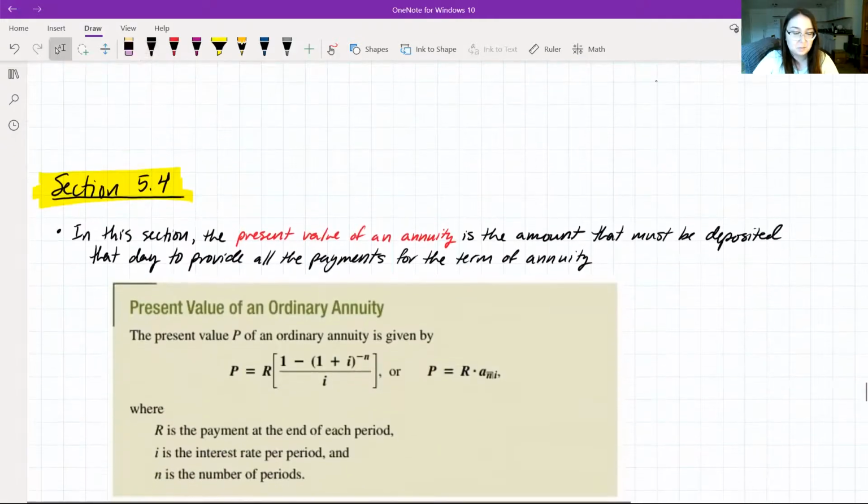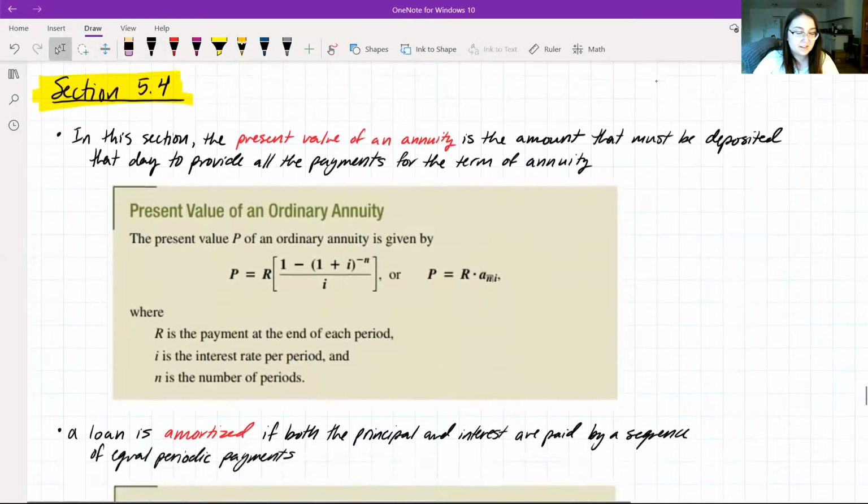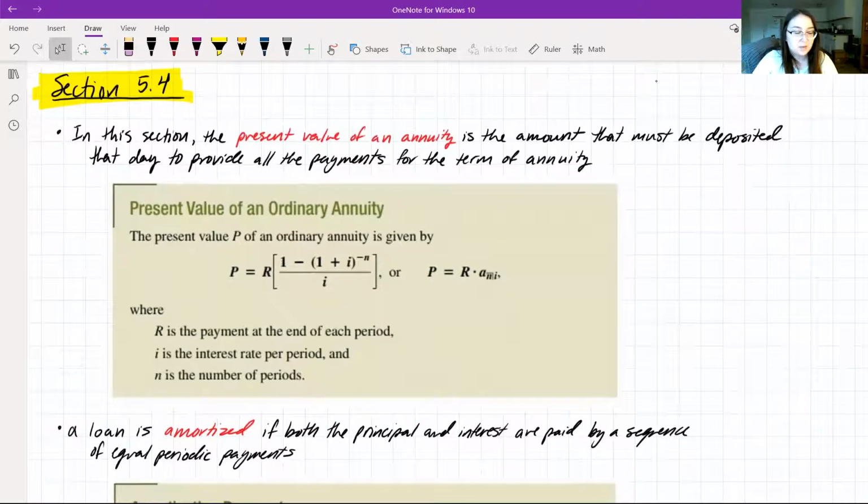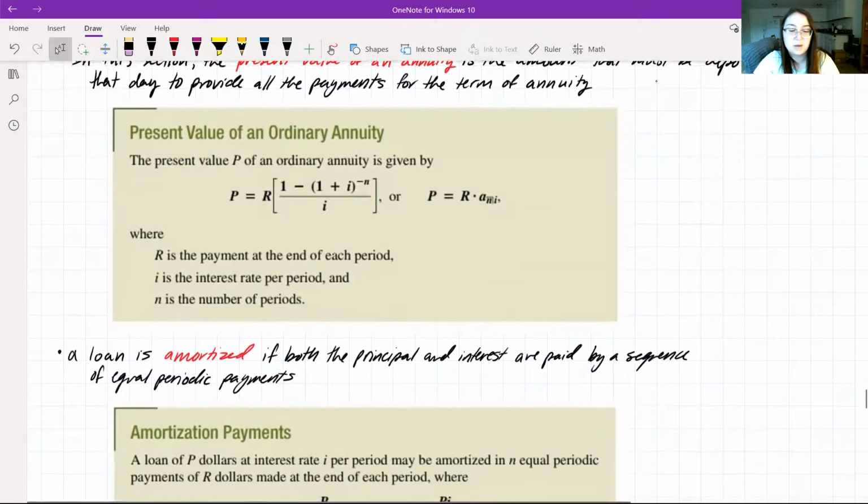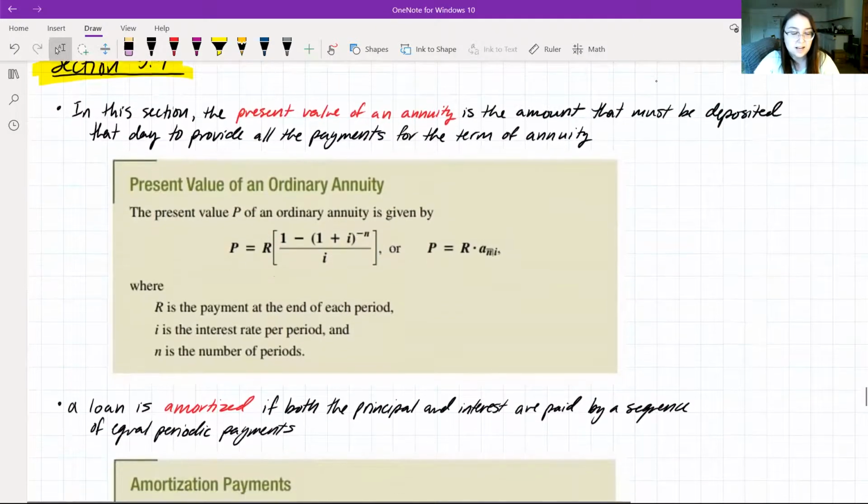All right, on to our very last section, section 5.4. We have that in this section, the present value of an annuity is the amount that must be deposited that day to provide all the payments for a term of annuity. So we would say that if you needed to pay X amount of money, compounded however many times per year for so many years, we need to know how much money needs to be in that account right now to complete all of those terms.